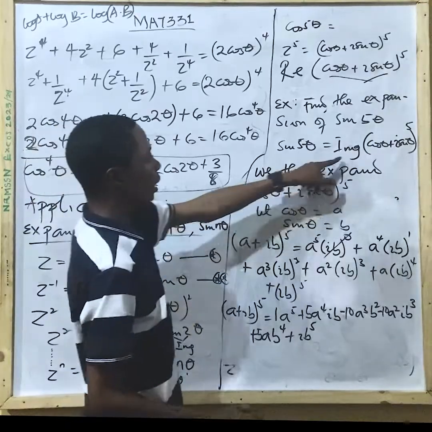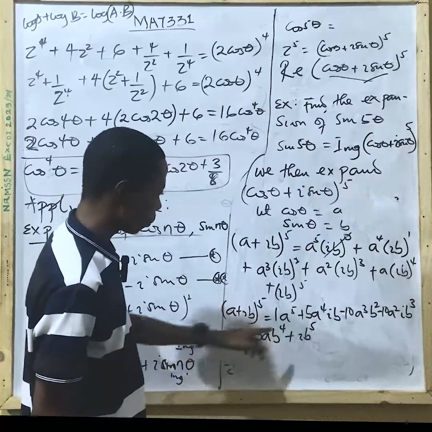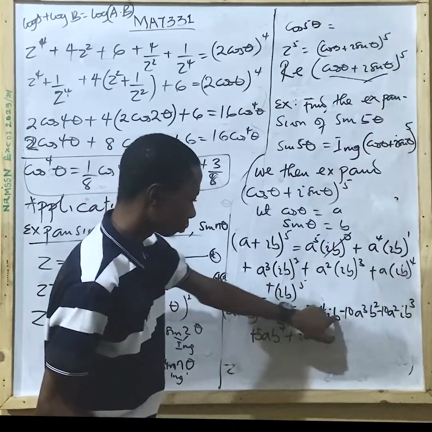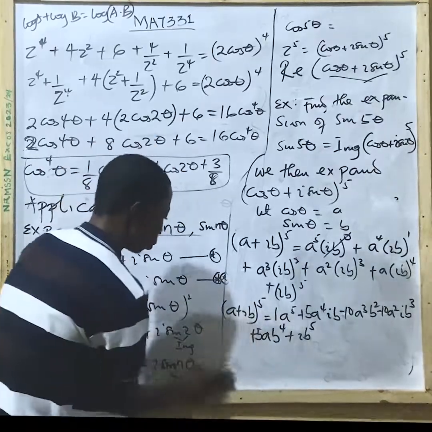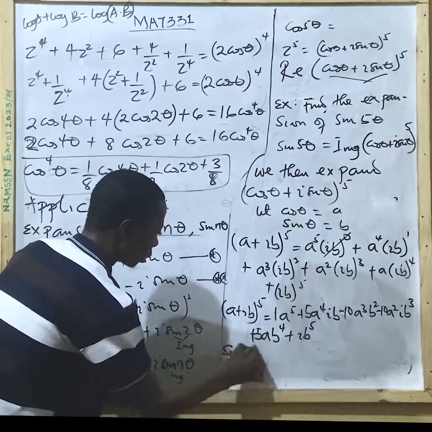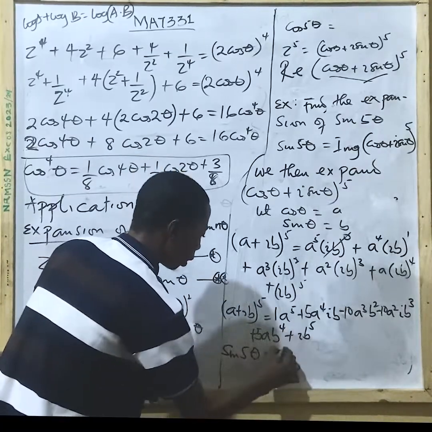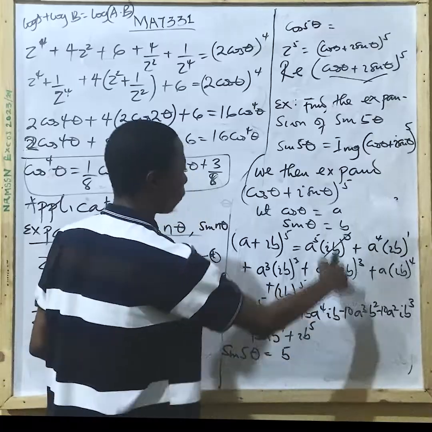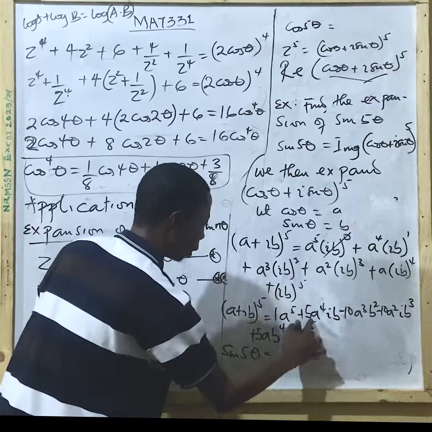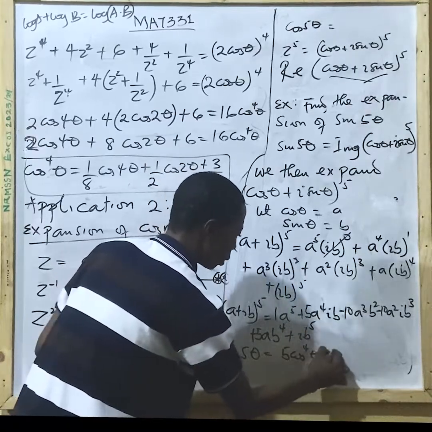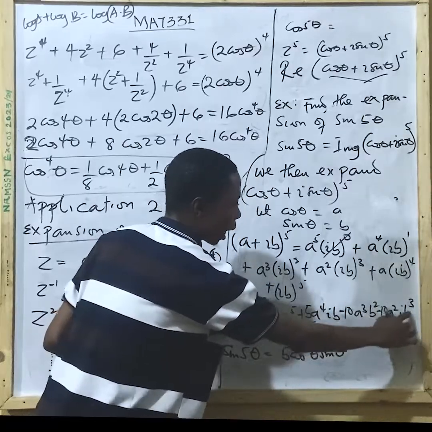What do we need? We need the imaginary part. So what are the imaginary parts? The imaginary parts are the ones with I, this one, the other one here, and the last one here. So therefore, sine 5 theta is equal to the one with imaginary part, this one, 5 A raised to power 4. And what is our A? Return it back. Cos 4 theta B sine theta. The other imaginary part is this, 10A squared IB.